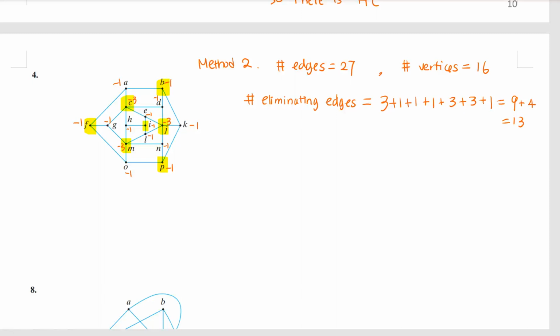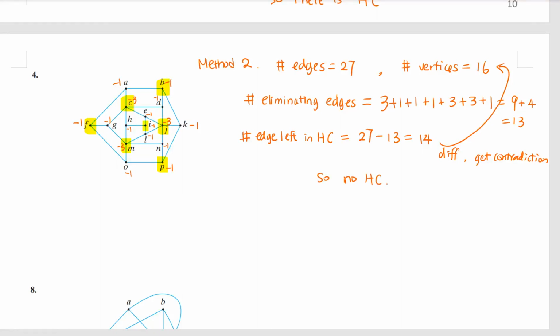Okay, so let's see. Then what is the number of edges left in the Hamiltonian cycle? That's 27, but we want to eliminate 13 of it. So the answer is 14. Oh, can you see 14 and 16? They are different. So we get a contradiction. So there is no Hamiltonian cycle. Okay, so this is method 2.